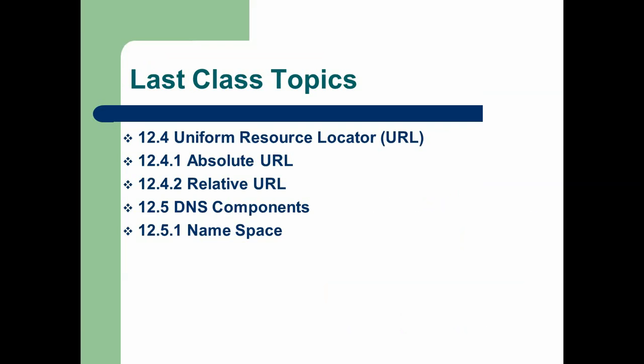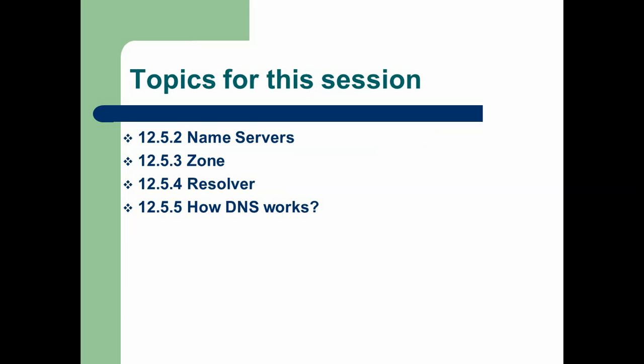Last class we discussed URLs and their types, absolute URL and relative URL, and also discussed the DNS components. There are three DNS components: namespace, name server, and zone. Last class we discussed namespace, a component of DNS. Now in this class we are going to discuss name servers, zone, resolver, and how DNS works.